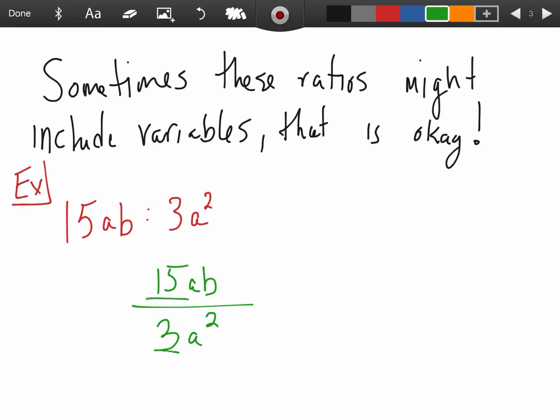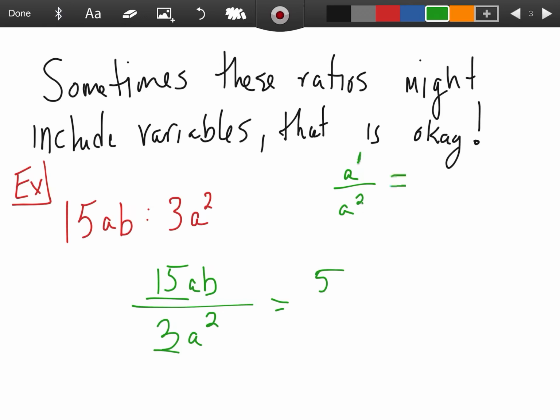15 over 3, we can definitely simplify as 5 over 1. So I'm just going to put the 5 in the numerator. No need to put a 1 in the denominator. That's already implied; we don't have to say 1 times a squared. Now, how do we simplify a over a squared? This is something that maybe we don't remember from Algebra 1. Hopefully we do, but if we forget, let's remember that a is the same thing as a to the first power. And what do we do when we're dividing the same variable with two exponents? We subtract. We subtract their exponents.